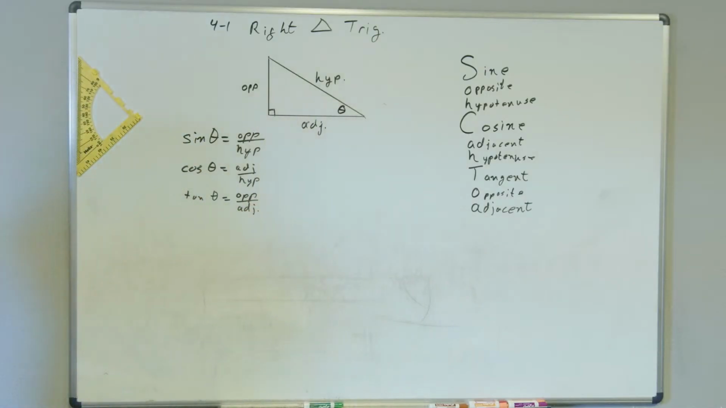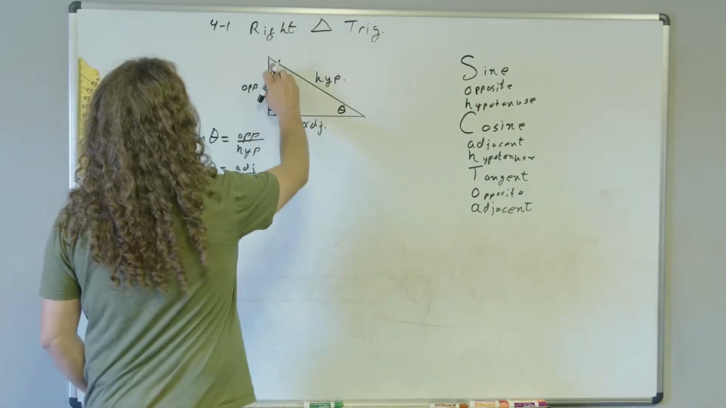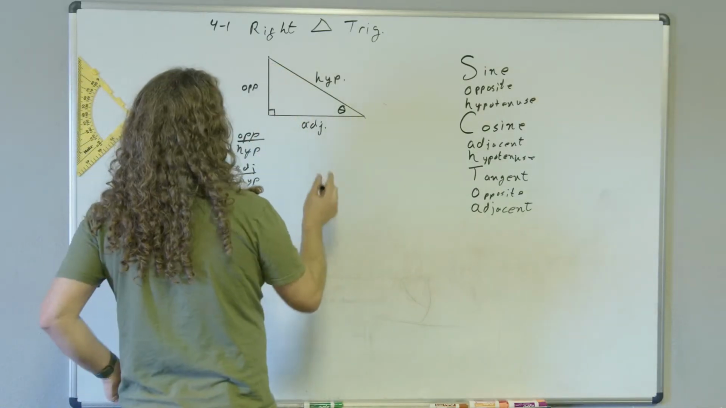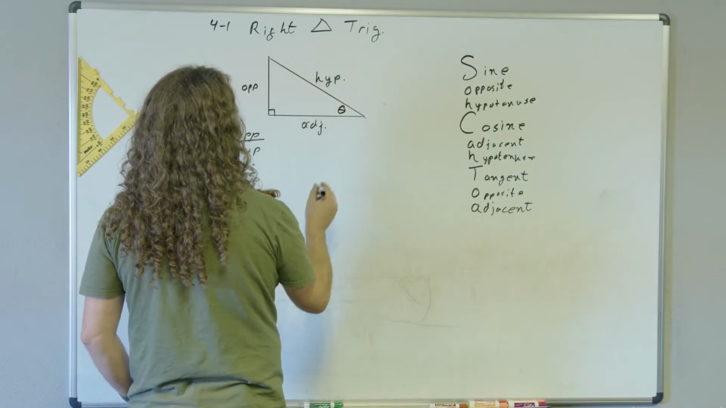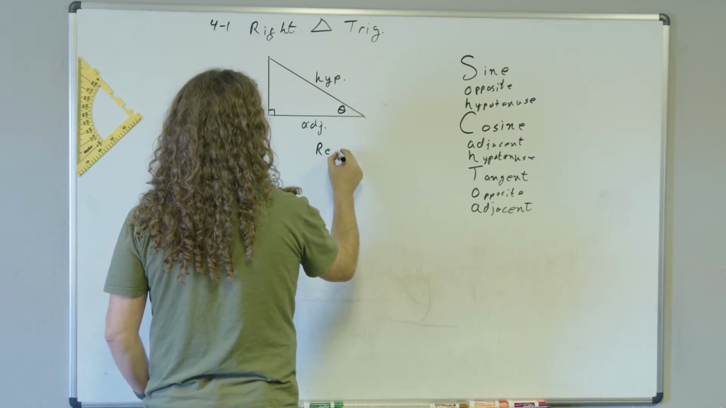So we're going to learn what identities mean in the next chapter, but we're going to learn a couple of identities now. We're going to use them basically in this chapter, but later we'll learn more. So the first three identities we're going to learn are the reciprocal identities.